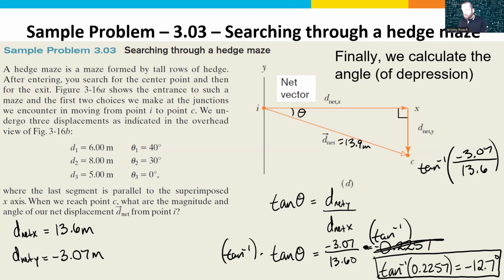And I might need to double check this in just a moment here. This is going to be negative 3.07 divided by 13.6. Yeah, so this was also supposed to be a negative there. But anyway, we get a final angle of negative 12.7. So that's how you plug in the tangent for that.